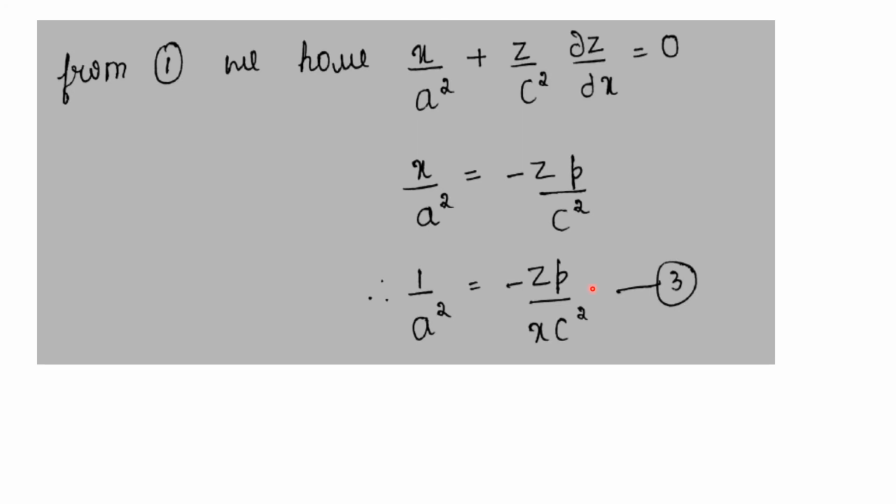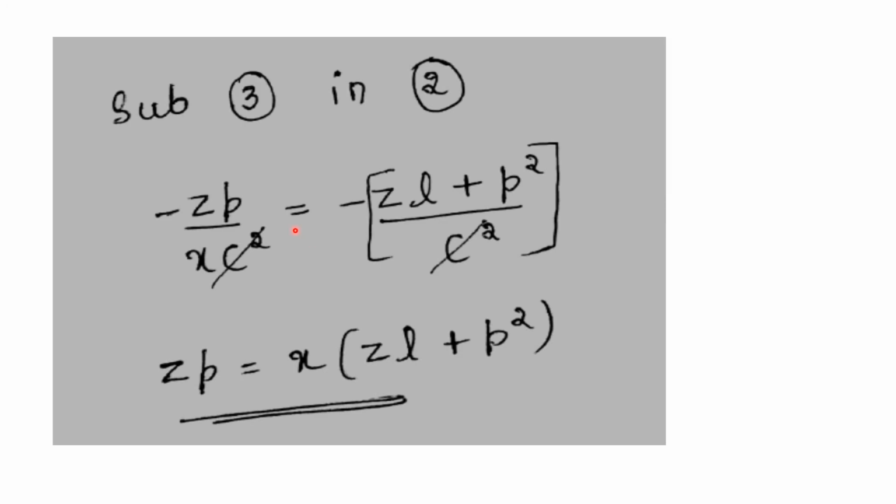So from equation 1 we have x by a square plus z by c square into dou z by dou x equal to 0. This is from equation 1. So what is x by a square equal to? x by a square is equal to minus z into dou z by dou x, which is p, so minus zp by c square. So what is 1 by a square from this? This x will go to the denominator, and it gets multiplied with the c square. So you get 1 by a square is equal to minus zp by xc square. Let me name this as equation 3.